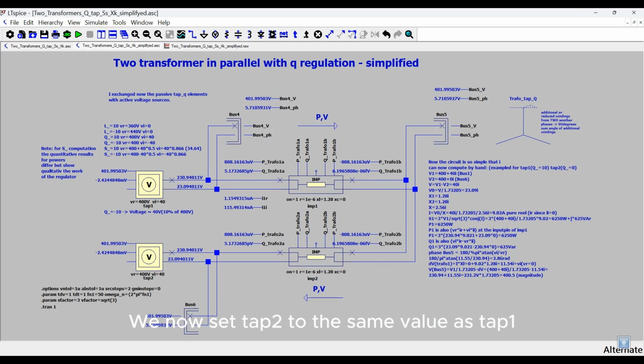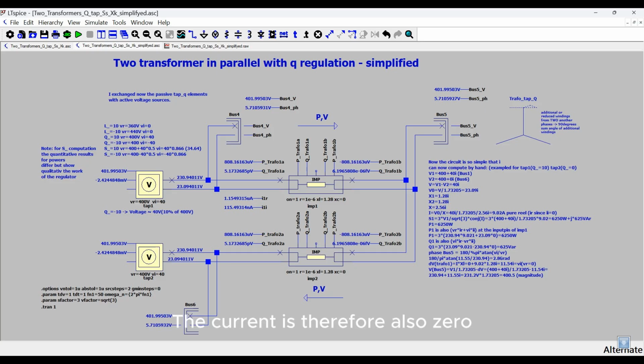We now set tap 2 to the same value as tap 1, at Q equals 10, with VR equal to 400 volts and VI equal to 40 volts. We start the simulation. The active power flow through the transformers is now 0. The same applies to the reactive power flow.